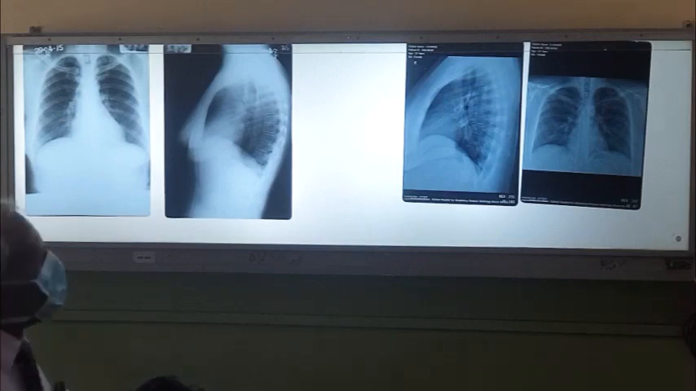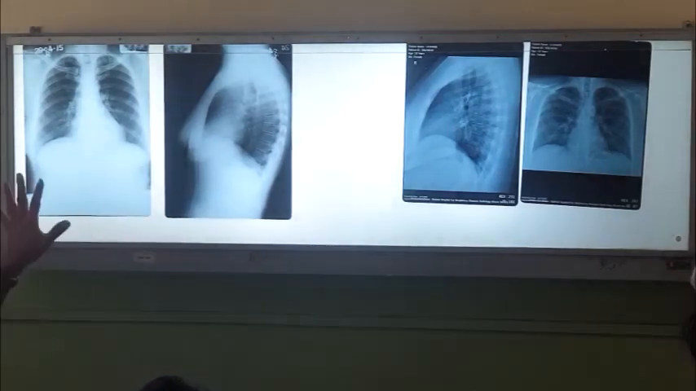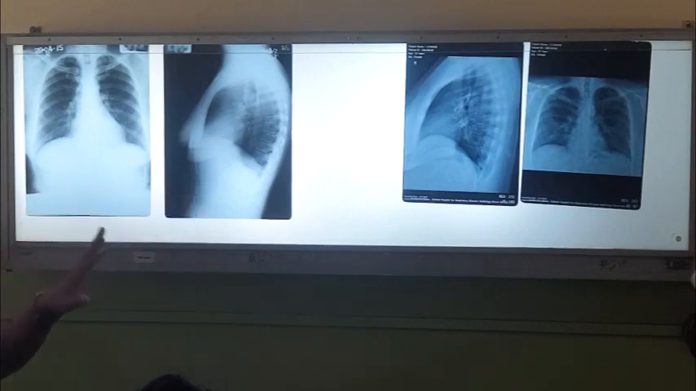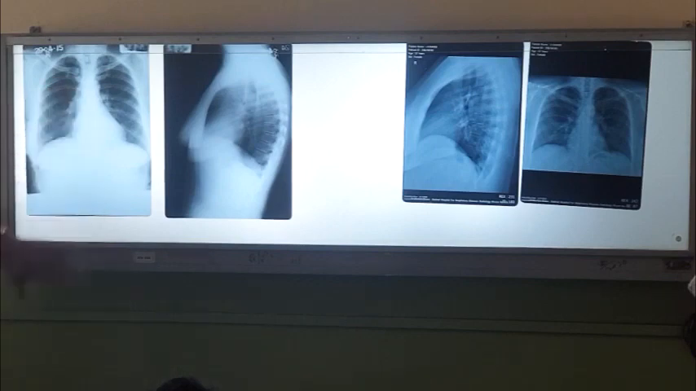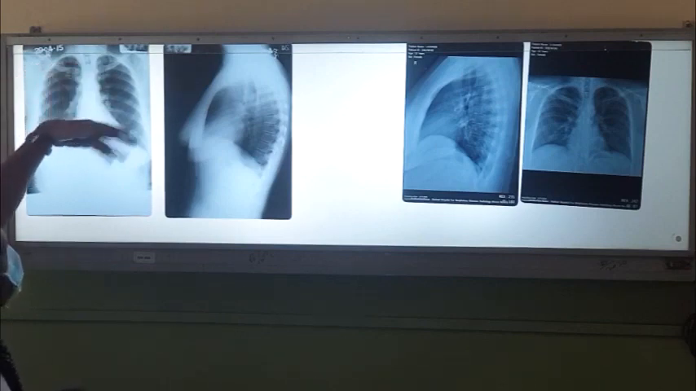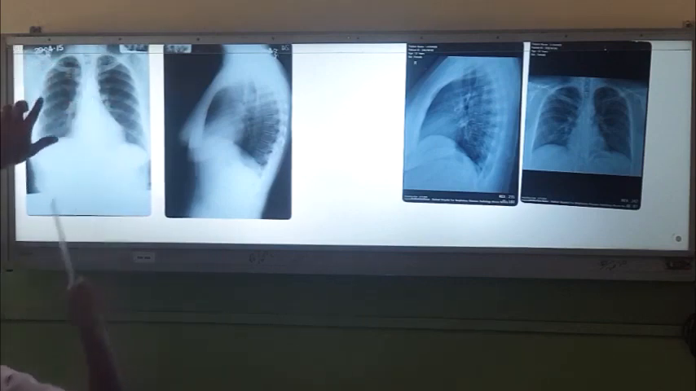Then there are other X-rays that we can do. This is a PA, this is the lateral. If you have a lesion on the right side, we ask for a right lateral; if the lesion is on the left side, we ask for a left lateral. If your lung apices are not clear, you can ask for an apical view. The X-ray beam goes like this, so the clavicles come up, and you can see the lung apices clearly in the apical view.